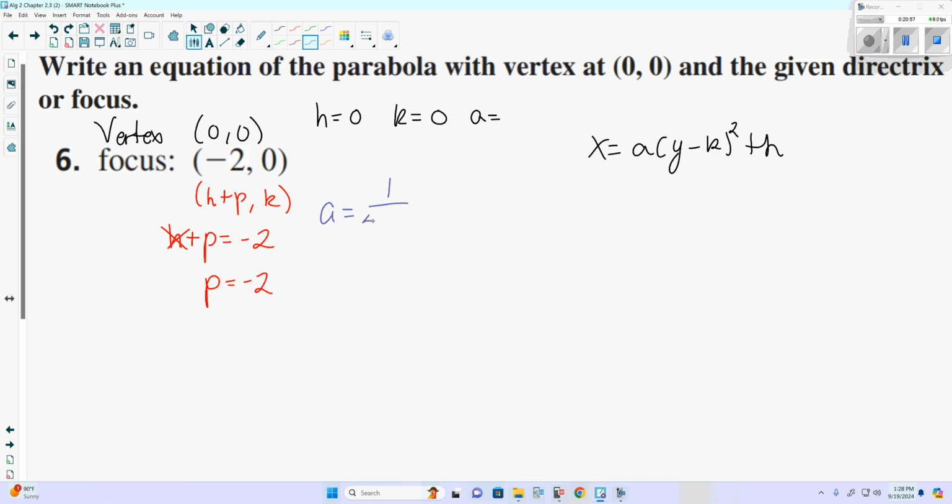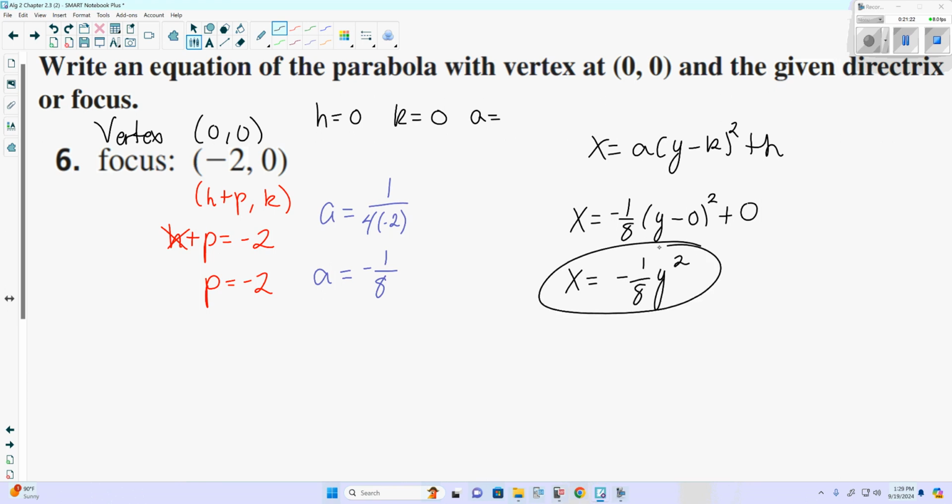We just need to find a, which is 1 over 4p. And really at that point, once you find p, I think for the most part, you're just going to grab a calculator, do 1 over 4 times that number, and get a. And if we plug it in, x is equal to negative 1/8 times y minus 0 squared plus 0, or just x is equal to negative 1/8 y squared.